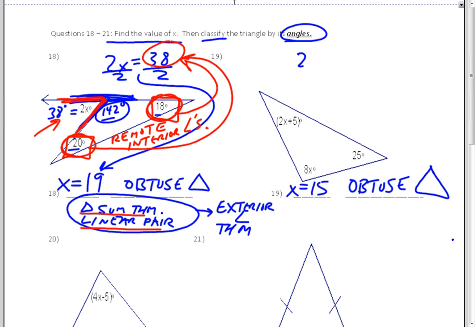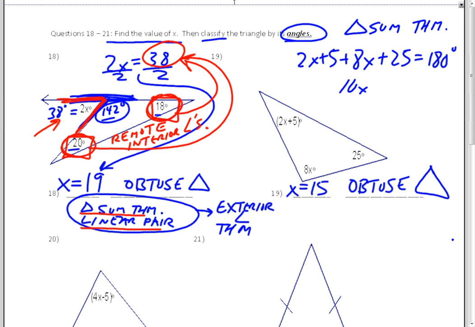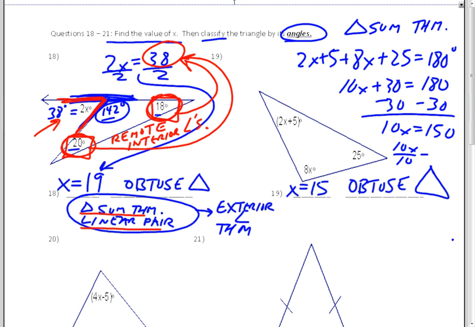And I'm assuming you set up an equation that looked like that. What was the reason for setting that up? Triangle sum theorem. 10x plus 30 equals 180, do a little subtraction. 10x equals 150. Do a little division, and you will end up with x equals 15.